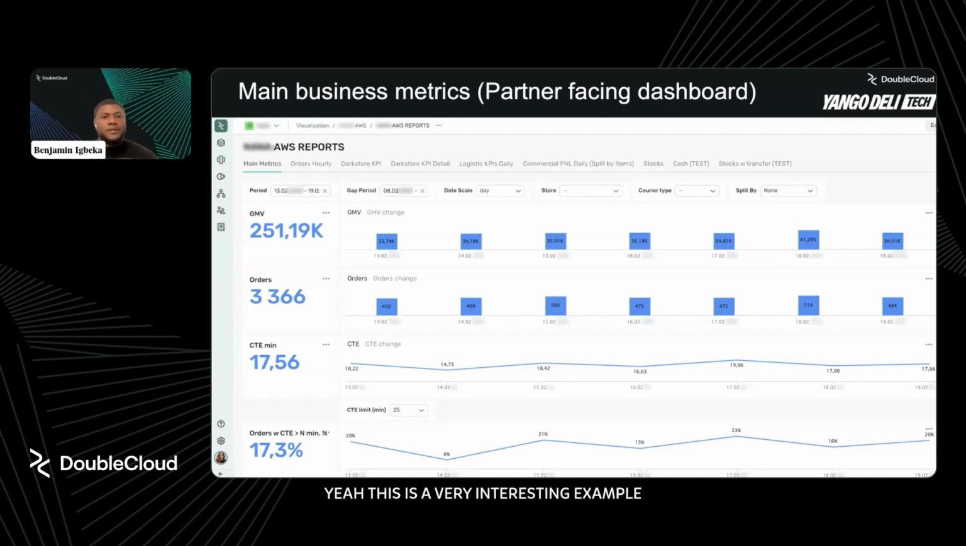Yeah, this is a very interesting example, right? Because I think you kind of underestimate the amount of hours saved in terms of building a secured environment, and also the manpower and cost savings, but also getting all of the benefits of the end-to-end ecosystem that DoubleCloud provides. I think also, looking at the use case, if you could go to the other visualization option.